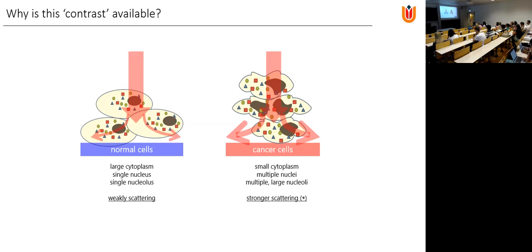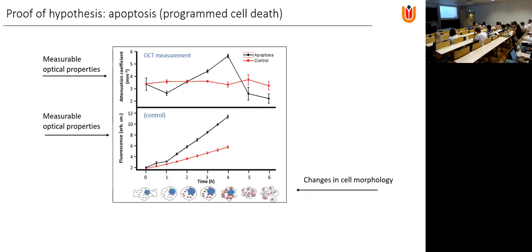And what we observe is that normal cells, these regular, well-behaving cells, scatter light only very weakly. In cancer cells, we observe stronger scattering. There's a little asterisk over there because it's not always the case, but in general, this would be the trend. We did some experiments in the past to validate, basically prove the hypothesis.